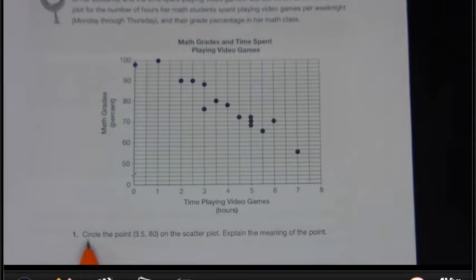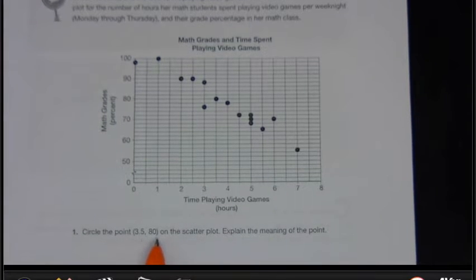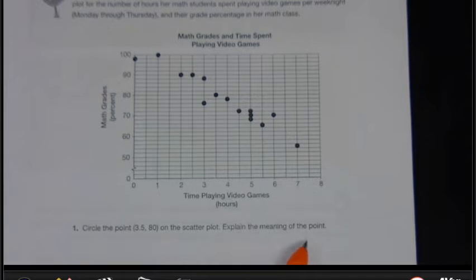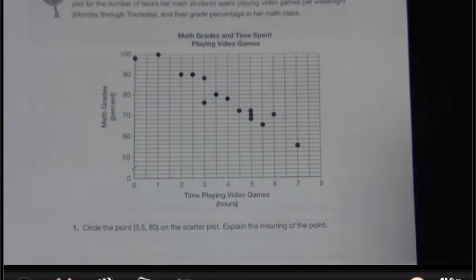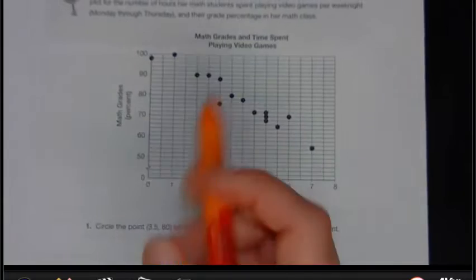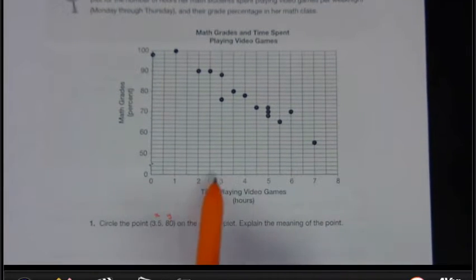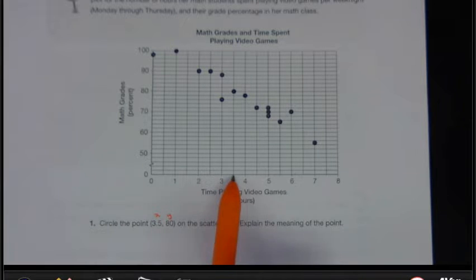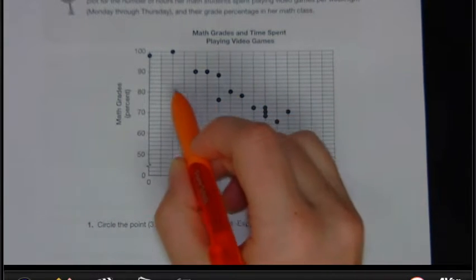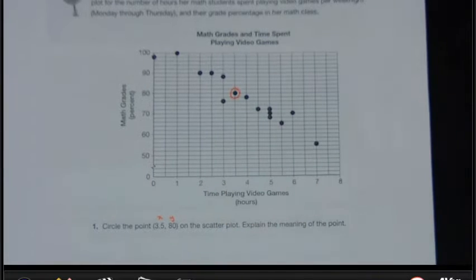And the first problem is asking us to circle the point (3.5, 80) on the scatter plot and explain what this point means. Well, if I look down here at my scaling, this is my X, this is my Y. So on my X axis, I'm defined 3.5. So I'm going to go to the point that's halfway between 3 and 4, and I'm going to go all the way up to 80. And I am to circle this point right here.